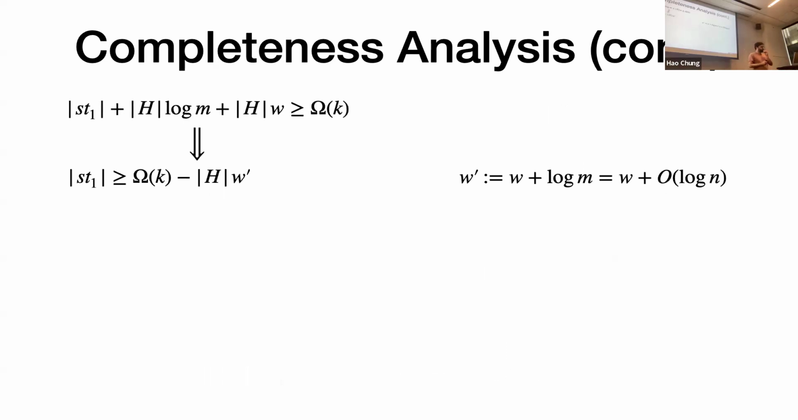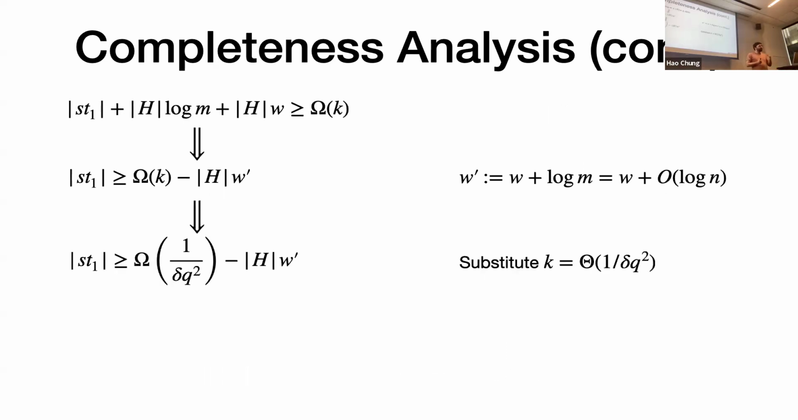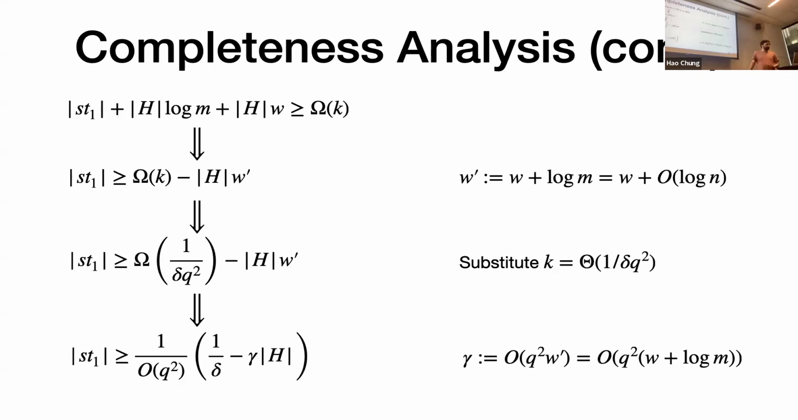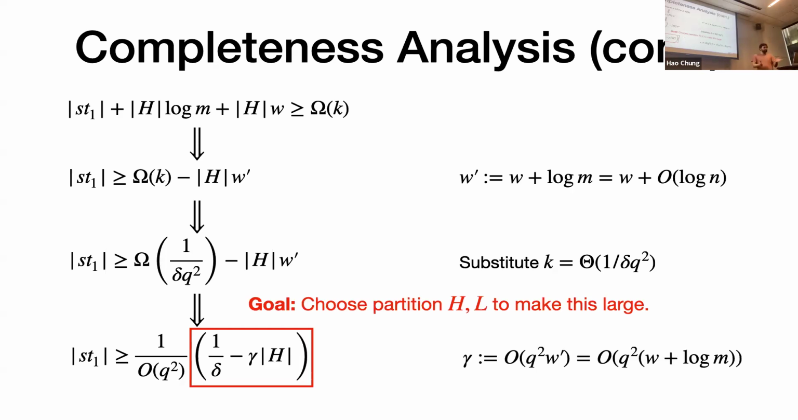Okay, I'll do a little bit of arithmetic here. If we isolate out the local state on its own, we get that the local state is at most some small factor, 1 over q squared, of 1 over delta minus some quantity, I'll call it gamma, times the size of the heavy set. And this is what we want to optimize in our lower bound. If we want this to be as big as possible, so that our lower bound on the local space is as big as possible. And so this is really the question: how can we choose a partition, H and L, to make this as large as possible?